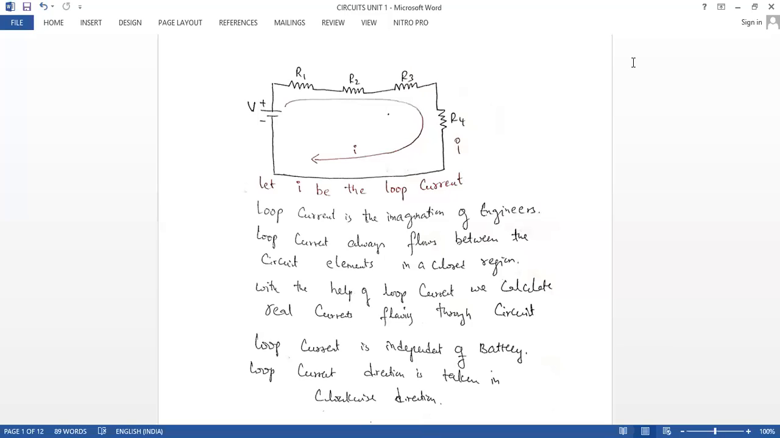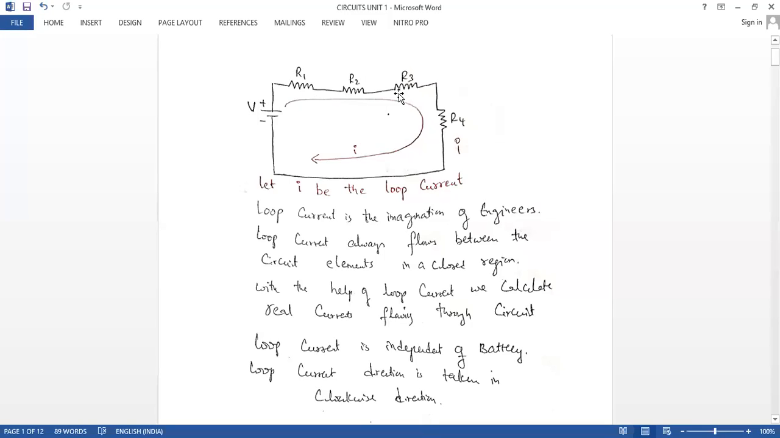We calculate the real currents flowing through the circuit. So how much current is flowing through R1, how much current is flowing through R2, we calculate with the help of the loop current. So this is what you will be asked when you face any central government job. So what is this current really flowing in the circuit?